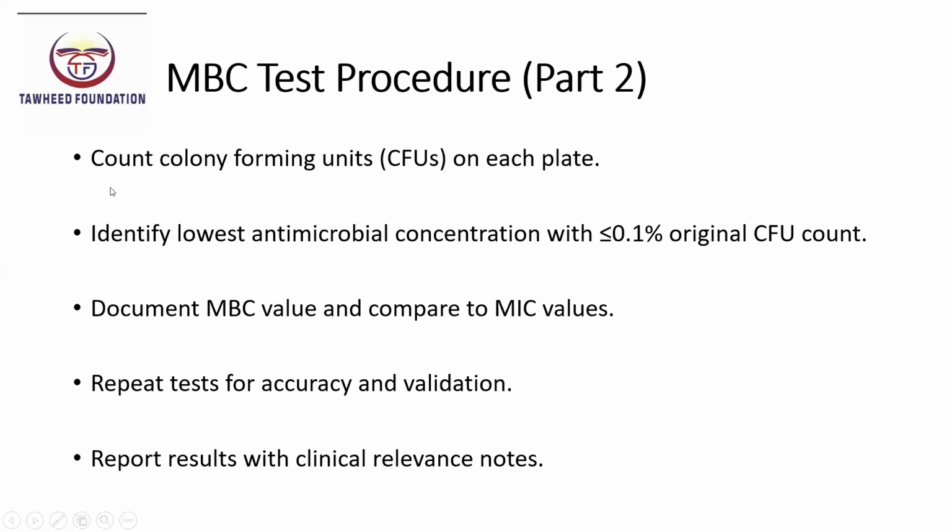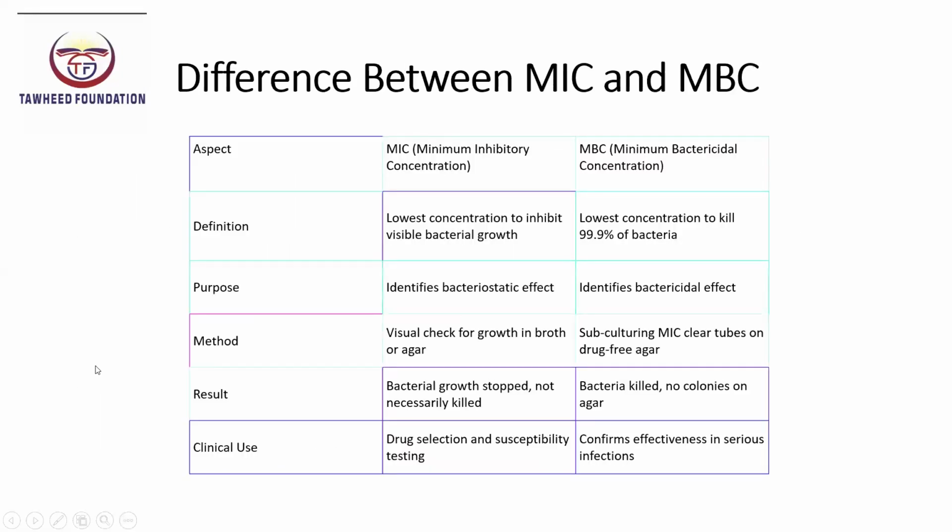So after incubation, count the colony forming units, which is nothing but CFUs, on each plate, and then identify the lowest antimicrobial concentration showing less than 0.1% of the original CFU count. Then the MBC value will be documented and compared to the MIC values. The test will be repeated for accuracy and validation, and then results will be reported with clinical relevance notes.